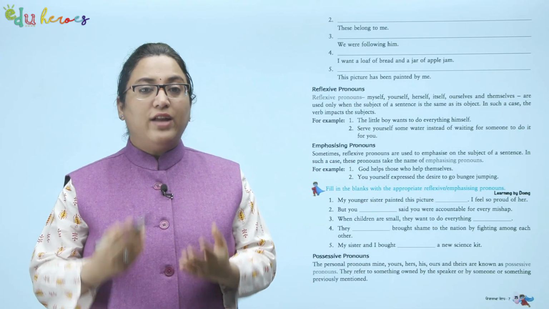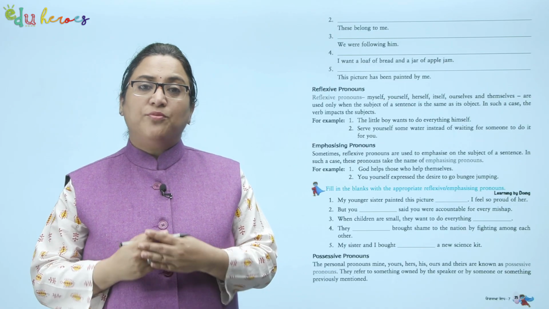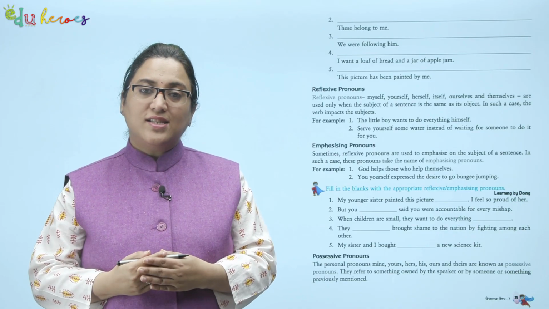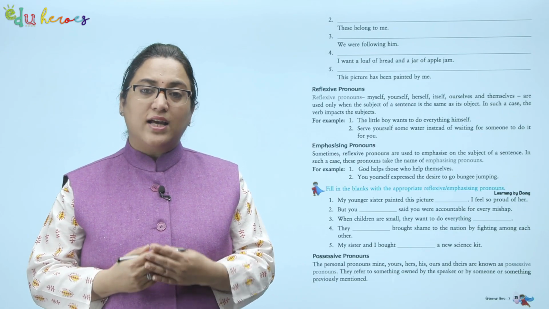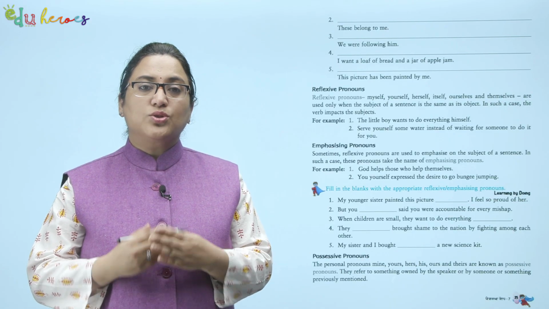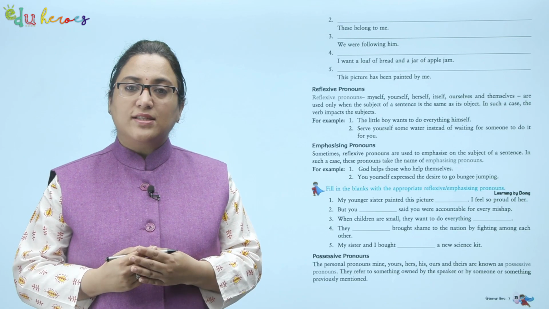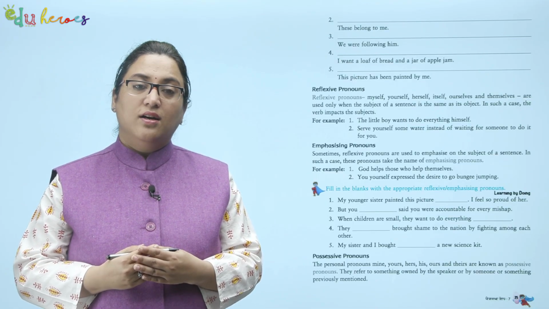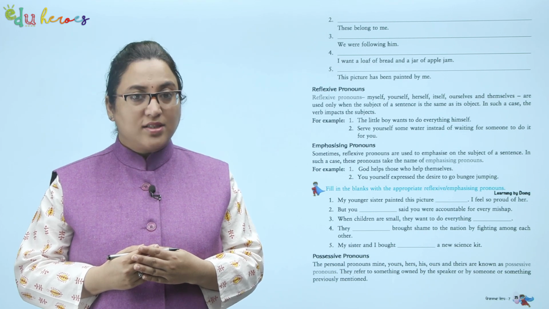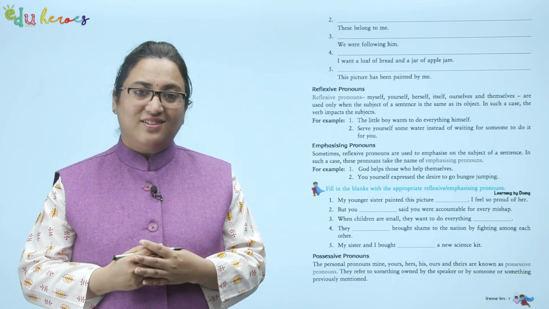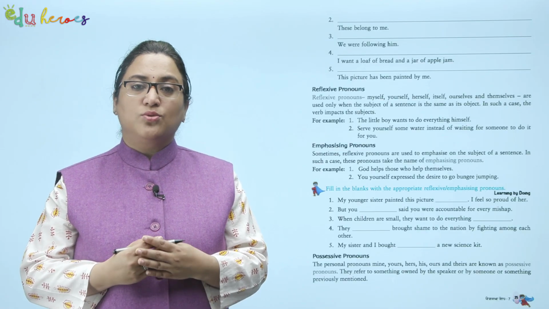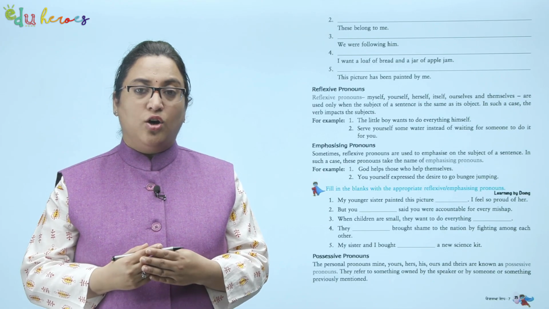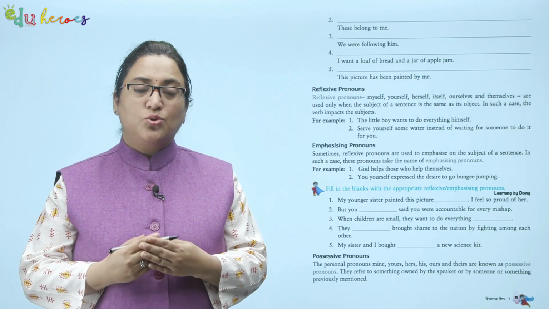Then we have reflexive pronouns. Reflexive pronouns are myself, yourself, herself, itself, ourselves and themselves. These are used only when the subject of a sentence is the same as its object. In such a case, the verb impacts the subject. Let's see the examples here. The little boy wants to do everything himself. Serve yourself some water instead of waiting for someone to do it for you.